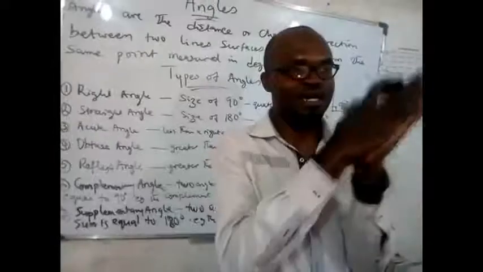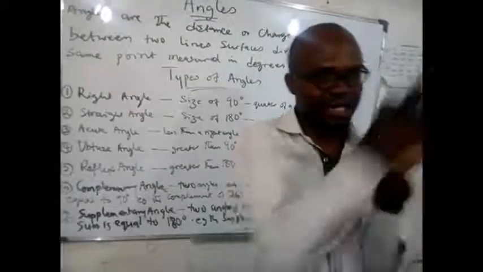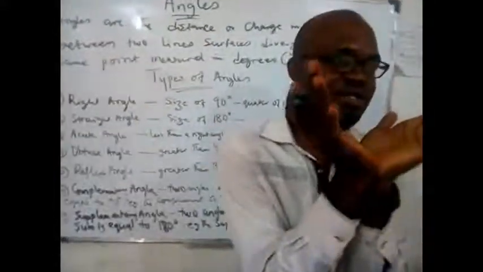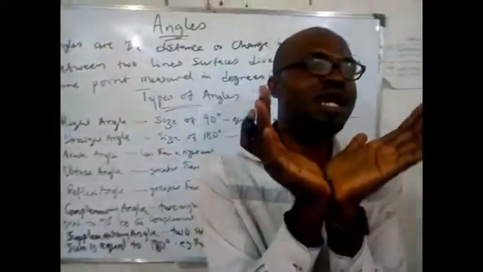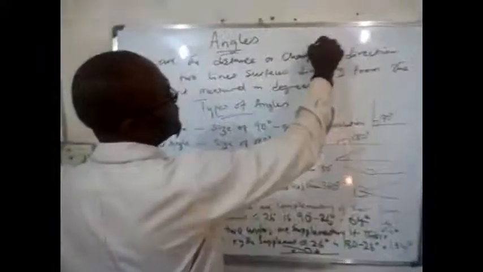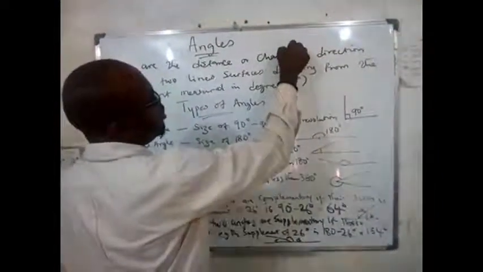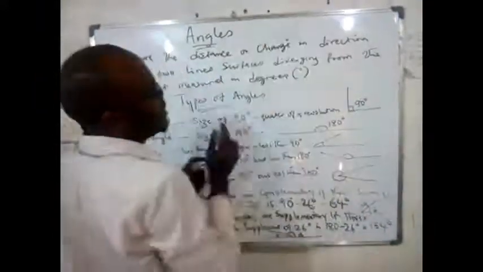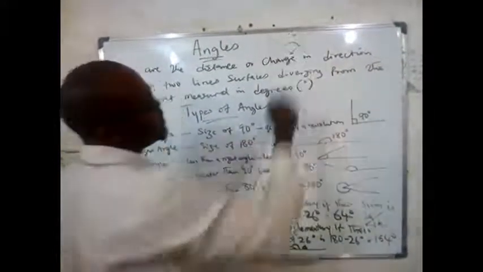Let's say this one of my hand is an angle. Can you see this? Let's say this is a line, and this is another line, and they are meeting at a point. This distance from here to this other part is known as the angle. Is that clear? So let's say this is a line. Are you seeing another line? Both of them are meeting at a point. So let's say they are together. Now they are diverging. This distance here is known as angle, and it's measured in degrees.